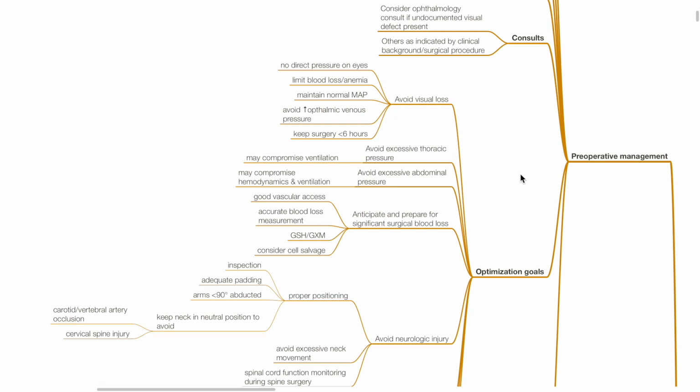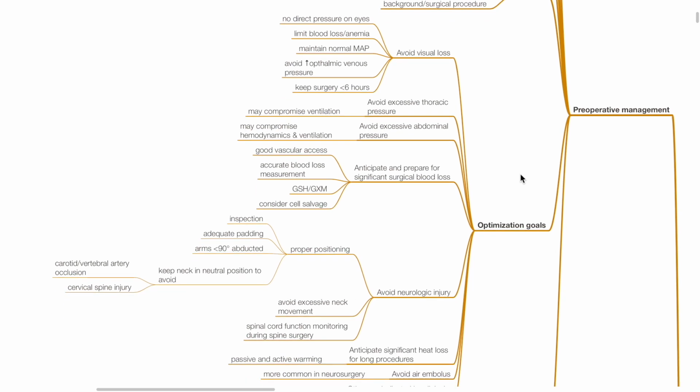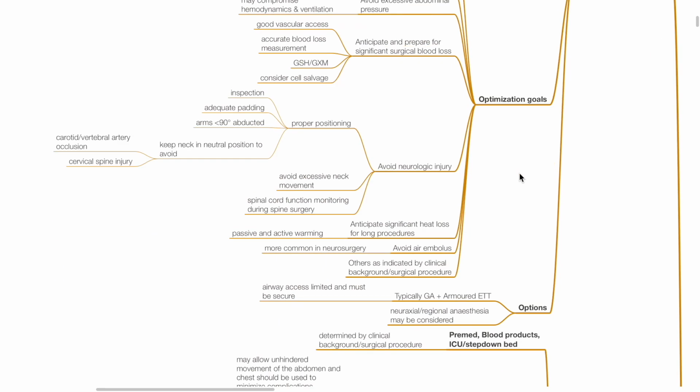Anticipate and prepare for significant blood loss. Good vascular access. Accurate blood loss measurement, GSH or GXM. Consider cell salvage. Avoid neurologic injury. Proper positioning, inspection, adequate padding. Arms should be less than 90 degrees abducted. Keep the neck in neutral position.